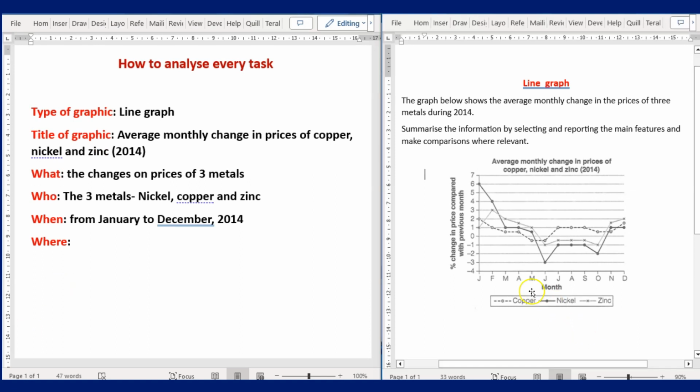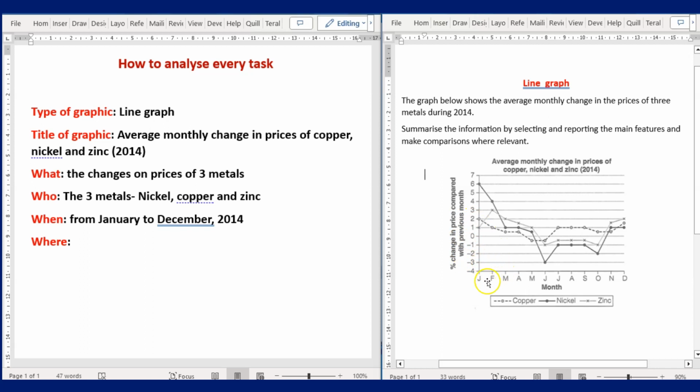So before I go on to the next type, I would like to also emphasize this. With the line graph, aside from knowing this, there are several other important things that you should also note. First of all is the information on the vertical and then the horizontal line. So the vertical talks about the percentage change in price compared with the previous month.